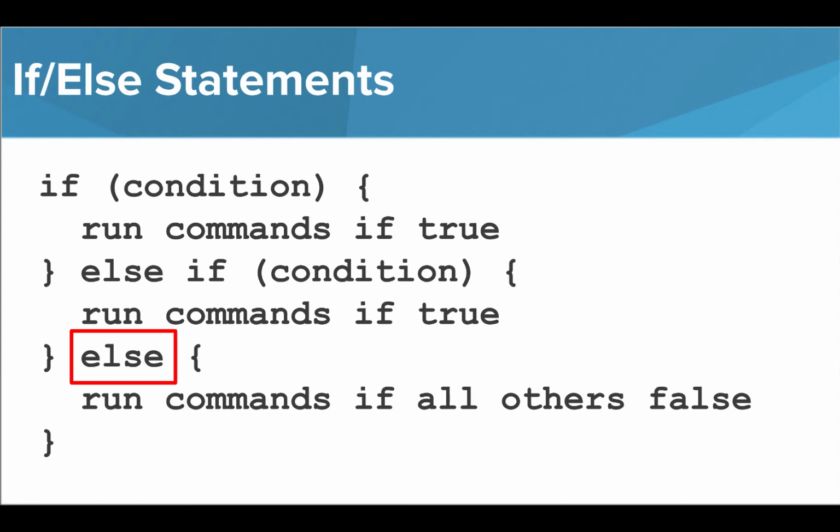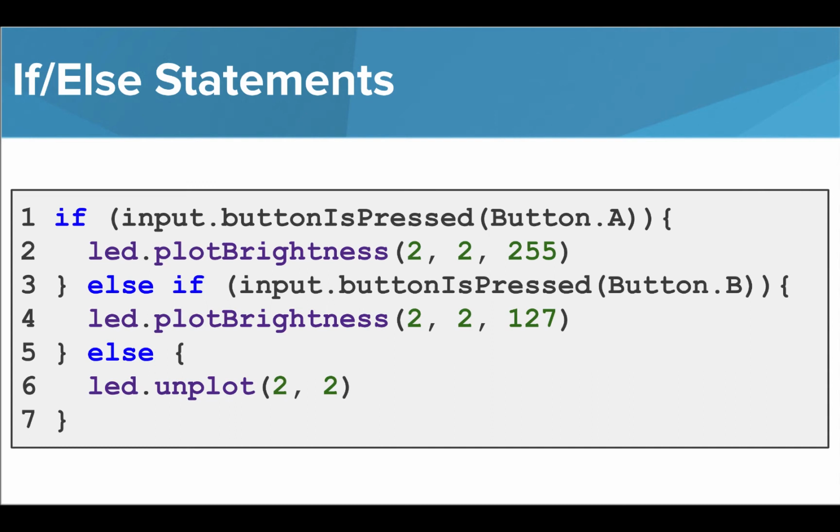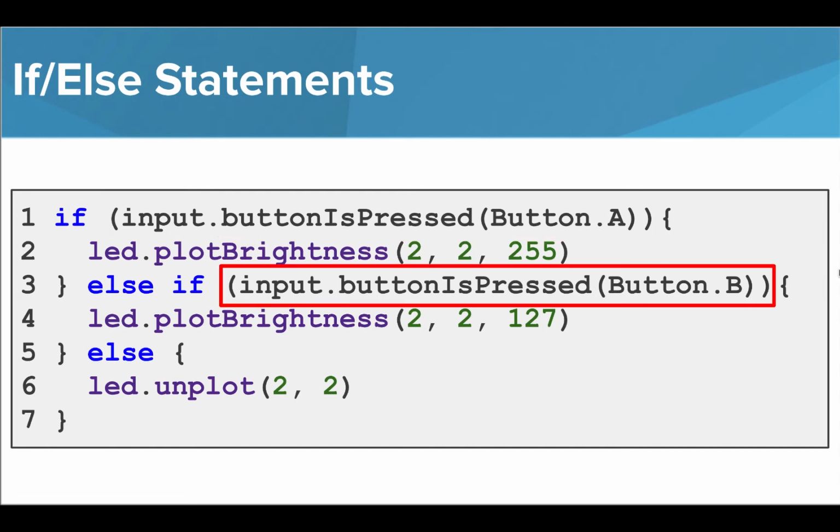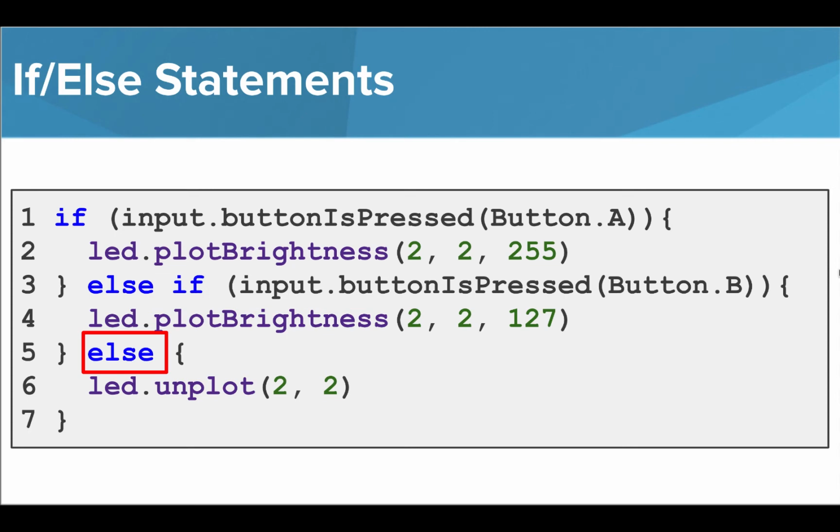Let's take a look at an example. In this example, there are 3 scenarios that will run different commands based on the value of the buttons. The first condition is checking if button A is pressed. If it is, the center LED will be lit at full brightness. The second condition is checking if button B is pressed. If it is, the center LED will be lit at half brightness. In any other scenario, the center LED will be turned off.